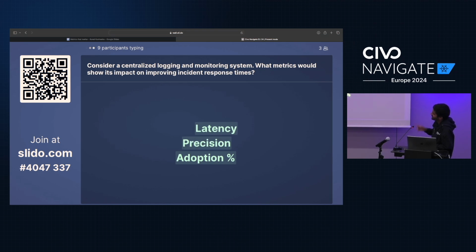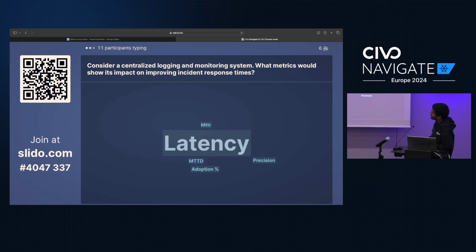This is Slido, by the way. We only have 3 questions because that's what they allow on a free trial.